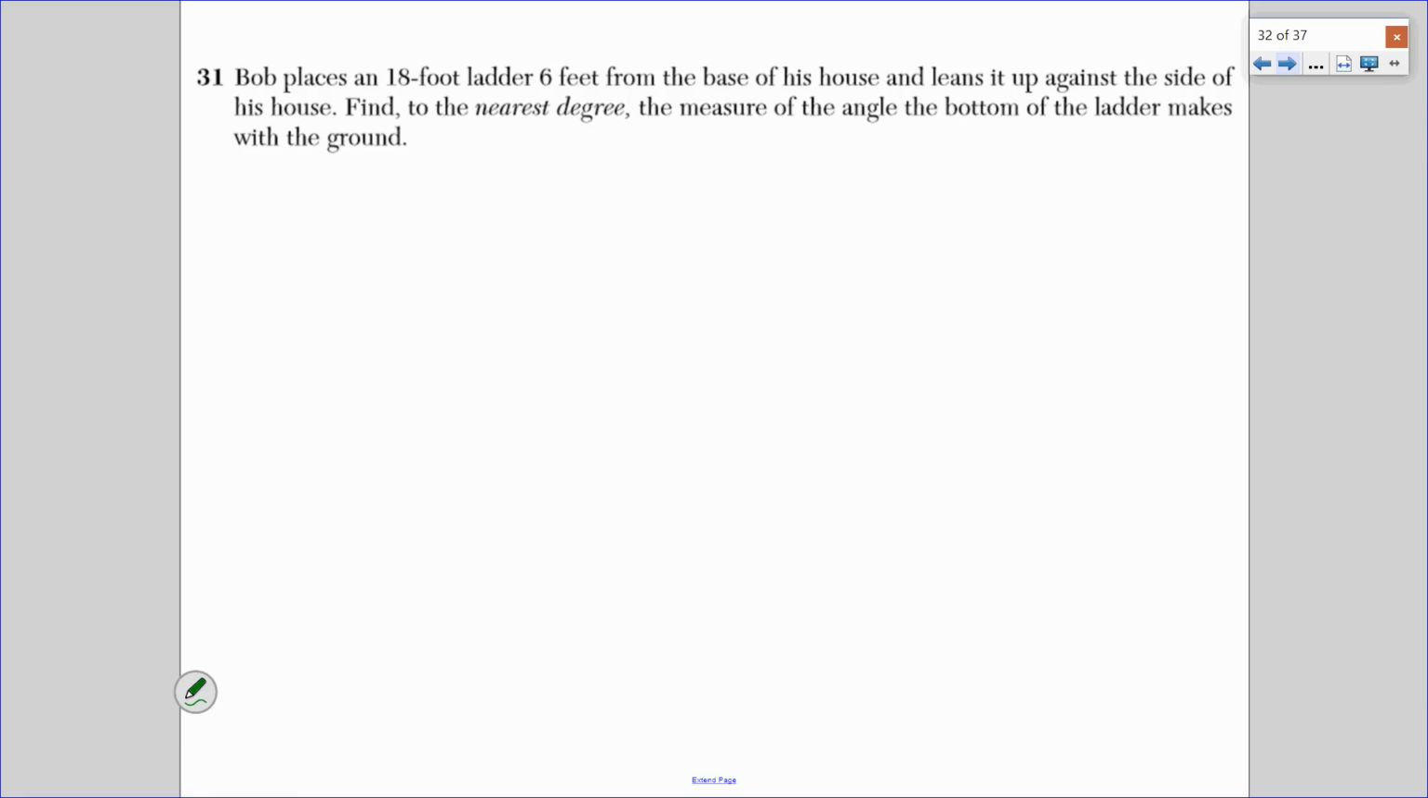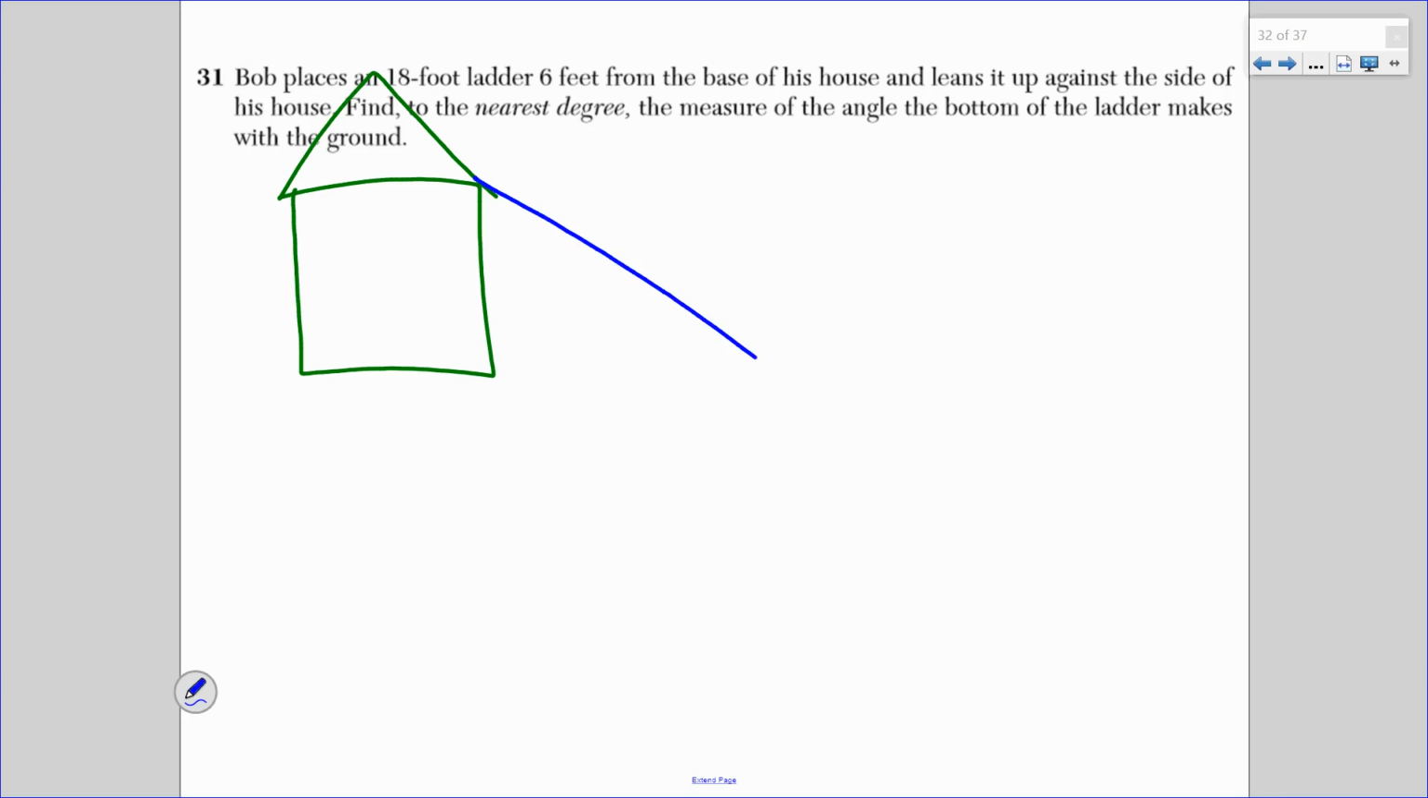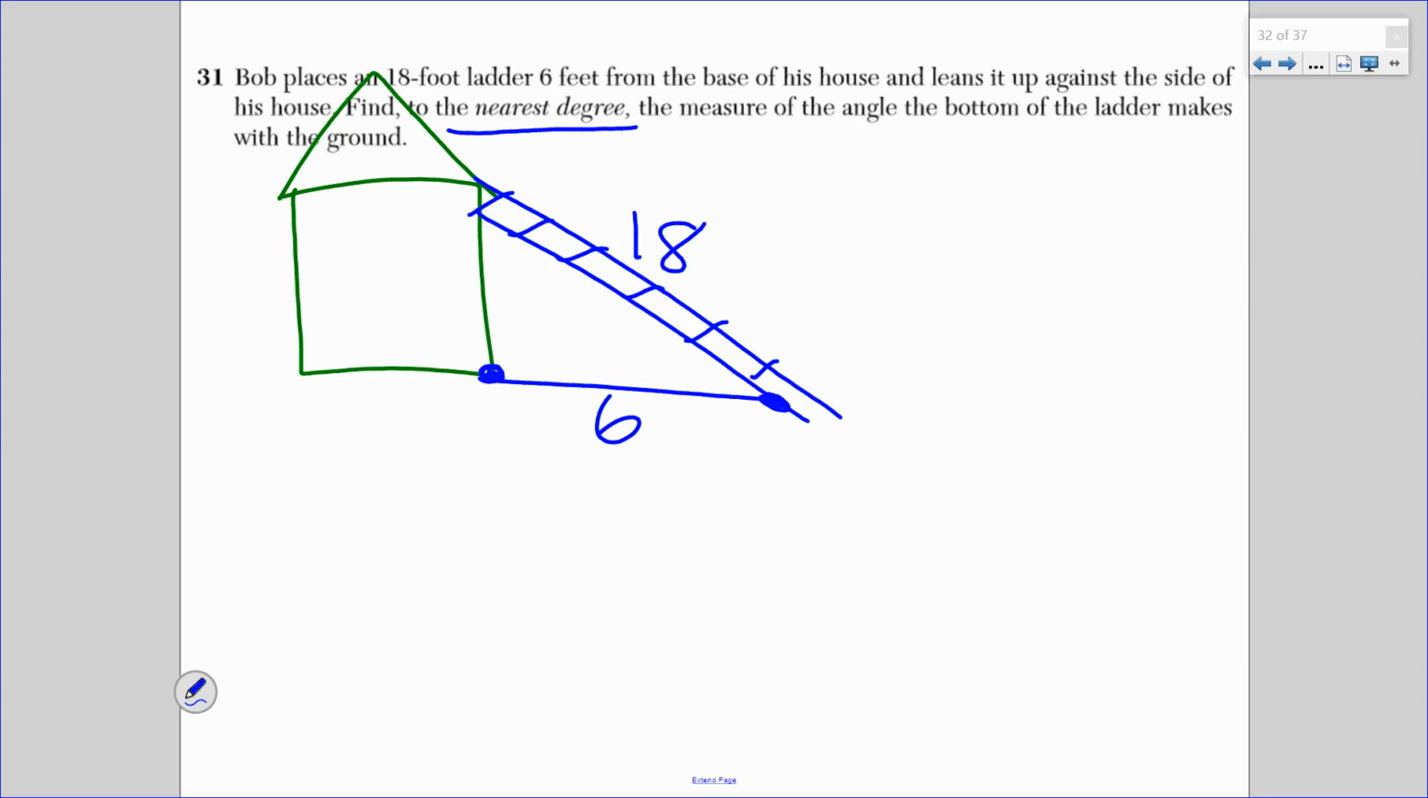Bob places an 18-foot ladder 6 feet from the base of his house. He's got this beautiful greenhouse with a teepee on top, apparently. It has an 18-foot ladder leaning on it, so this is the ladder, and the ladder is 18 feet. And it's 6 feet from the base of his house. Well, there's the base of his house, there's the ladder, there's your six. Draw a picture, draw it accurately to help see what's going on. Find, to the nearest degree, the measure of the angle the bottom of the ladder makes with the ground.